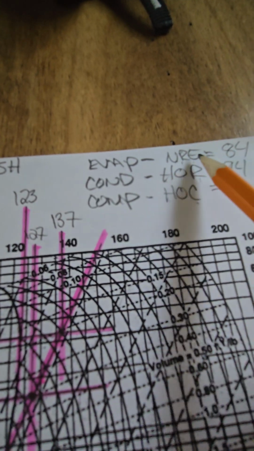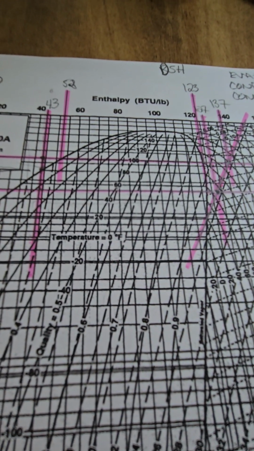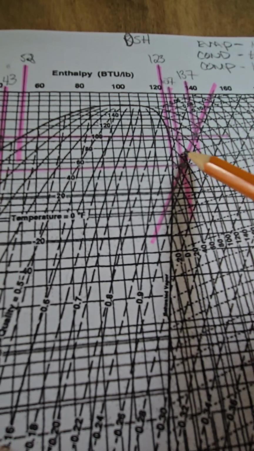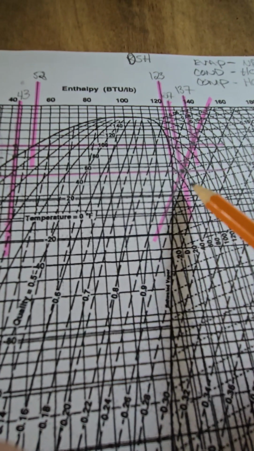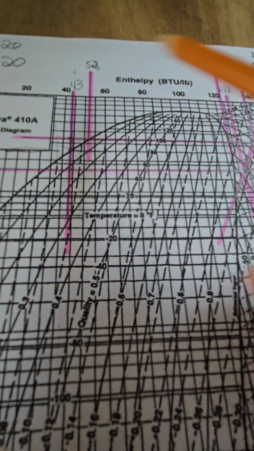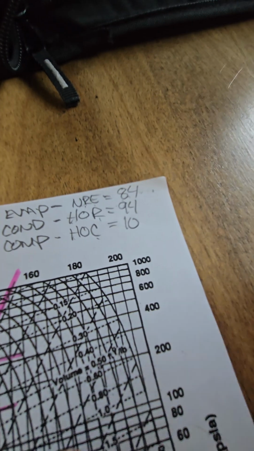So when you're figuring out your NRE, you are going to use the start and end point of your evaporator line. So we have here, follow the line up. It's about 127 minus the start point, 43. 127 minus 43 gives us 84 BTUs per pound. I should write that down.